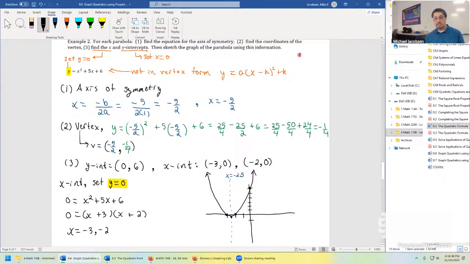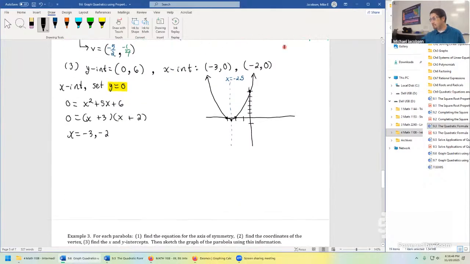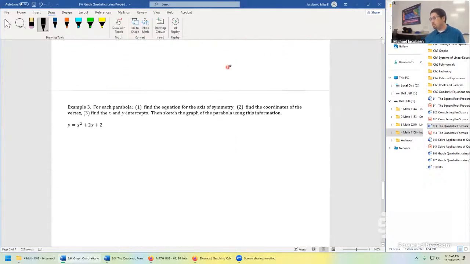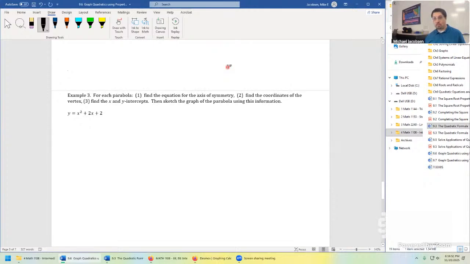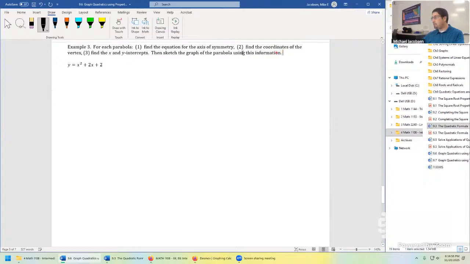Any questions at the moment, getting through the first one? Okay, let's try out the others next. Same exact instructions. We're going to do three different steps, then put it all together for really a fourth step, graph the parabola with the given information. It's y equals x squared plus 2x plus 2. Not much I can do with that one.